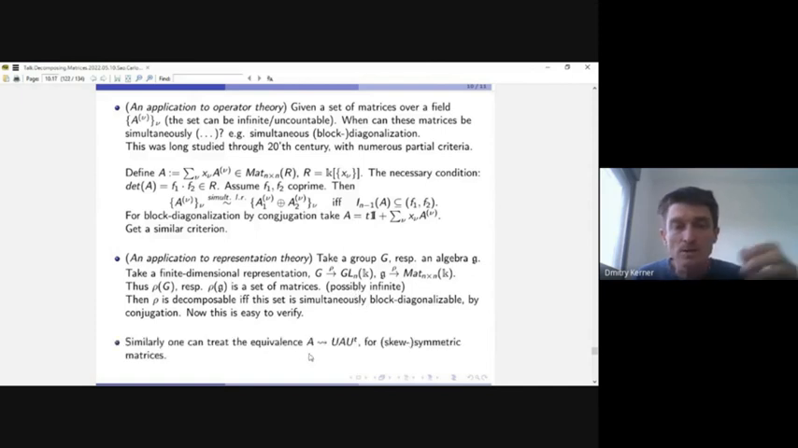And just to mention, in the same way one can treat the congruence, U A U transpose. This is important for skew-symmetric matrices or quadratic forms. And more generally, one can get the decomposition criterion for quiver representations and many others.